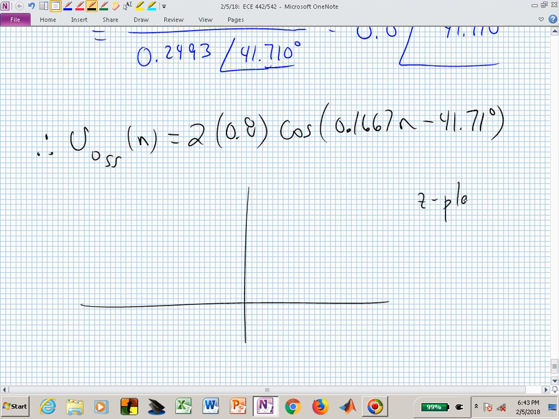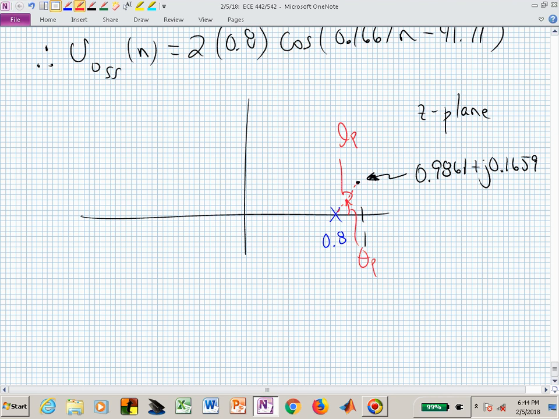And if you were looking at this z-plane plot from before, we've actually found what this point is right here in our earlier analysis. This was 0.9861 plus j 0.1659. Where this distance was our L sub p, and this angle is theta sub p. Where L sub p is now this 0.9861 minus 0.8. That's the change in the x direction, or horizontal.